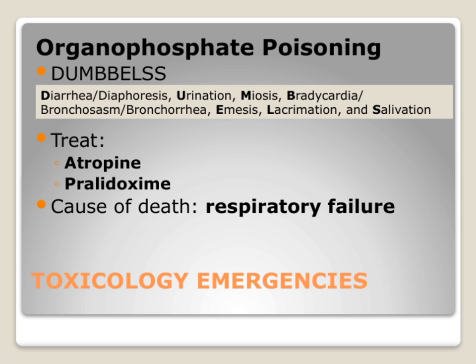It's crucial to remember that if not treated promptly, the cause of death in these cases is often respiratory failure. The excessive secretions, bronchospasm, and muscle weakness impair breathing, making early recognition and intervention vital. So, in summary, understanding these signs, the mnemonic DUMBBELSS, and the appropriate use of atropine and pralidoxime can make a significant difference in managing organophosphate poisoning effectively.